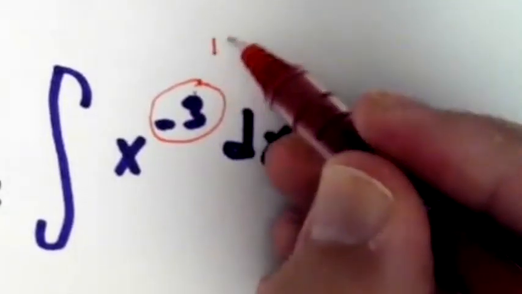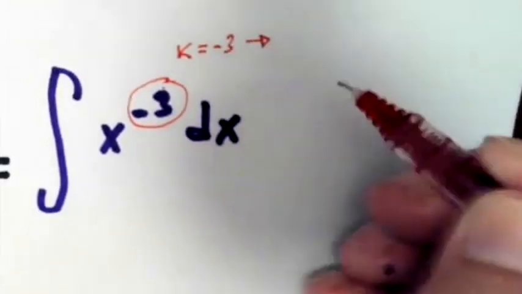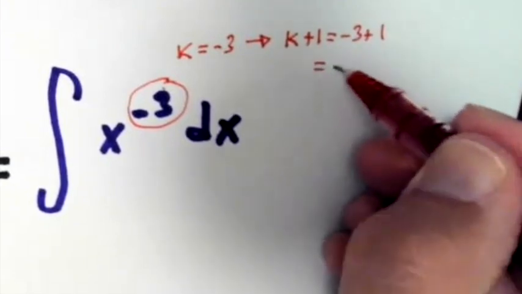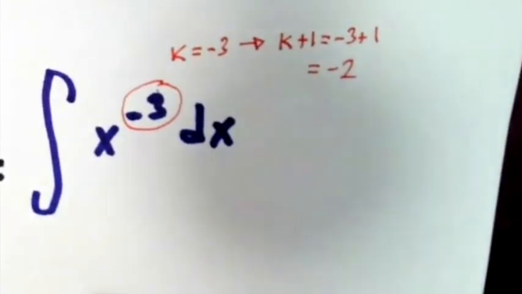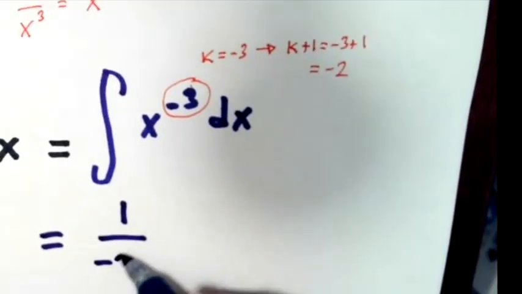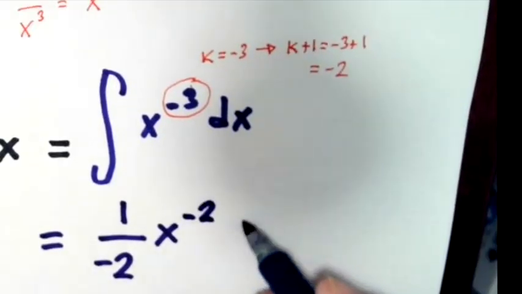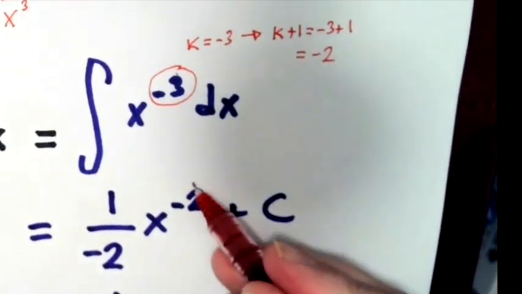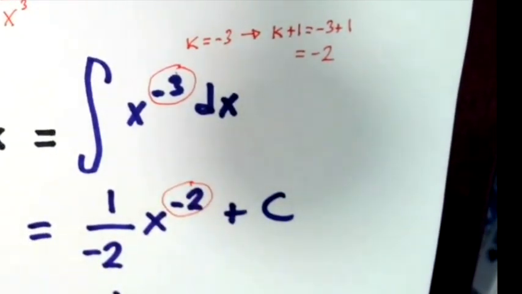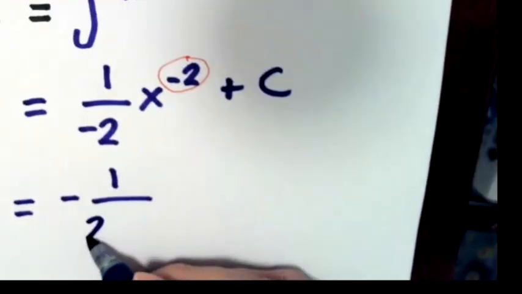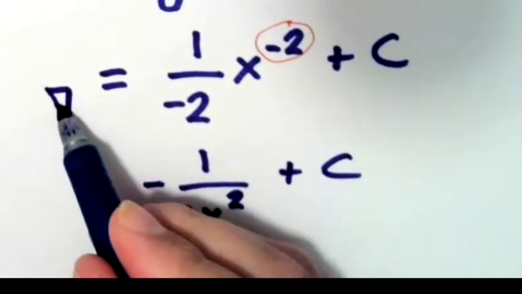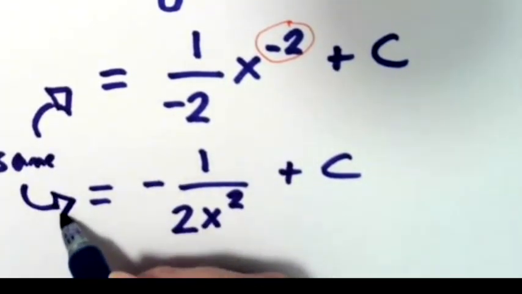This is a power function with k equals -3, which means that k plus 1 will be equal to -3 plus 1, which is -2. So when I take the indefinite integral here, I get 1 over -2 times x to the -2 plus C. Now this is okay for me as a final answer. For some people it'd be really important that you bring this negative exponent back down, and so they would prefer that you rewrite it as -1 over 2 times x squared plus C. But these are algebraically the same. I'm going to be okay with either one right now.